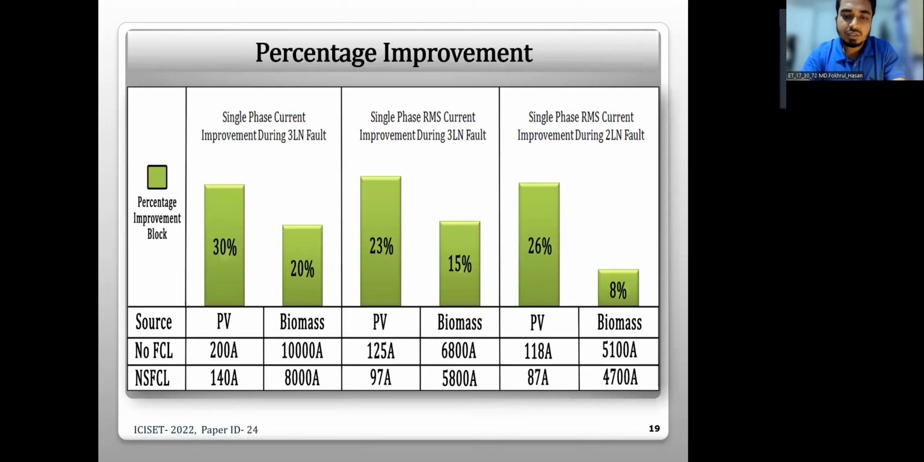Here we are presenting the overall percentage improvement of our work. In case of single phase current during a 3 line fault, we can see that the PV system improves 30% as well as biomass improves 20%. Since the percentages of both DGs are not the same, hence the difference is seen.